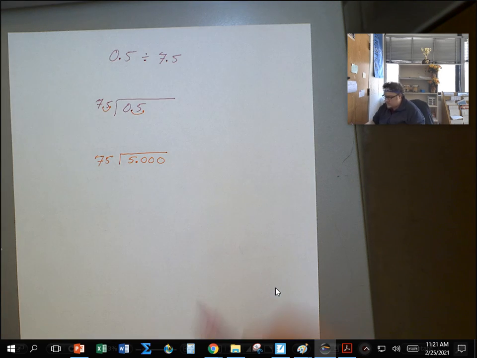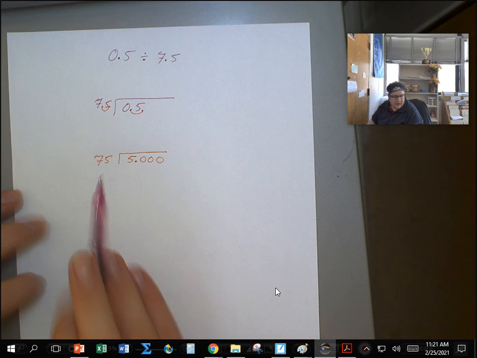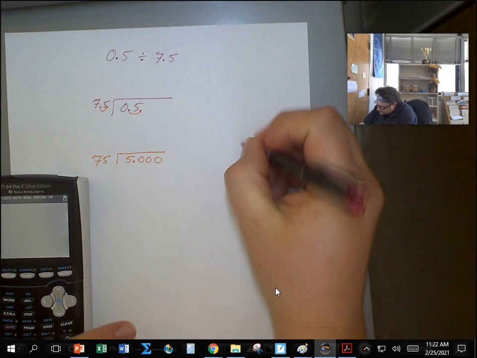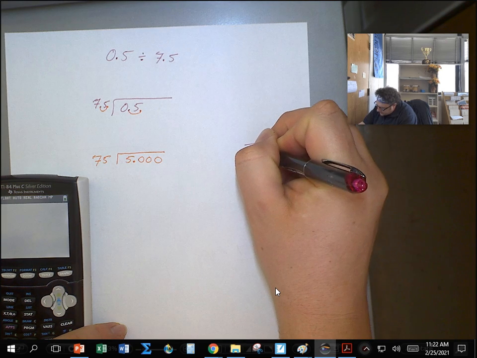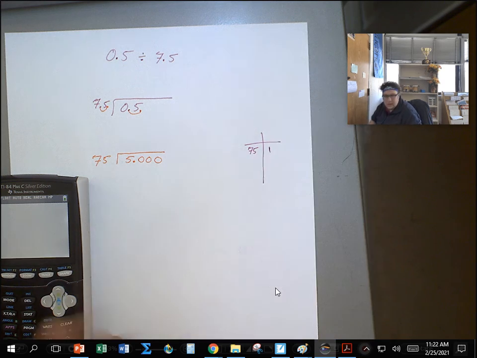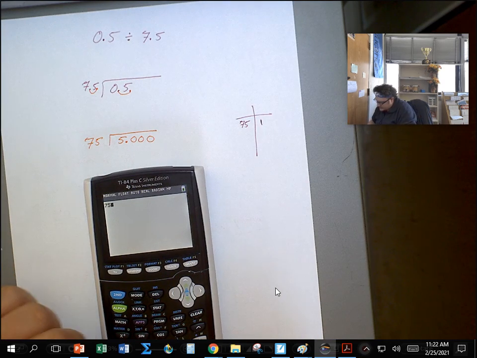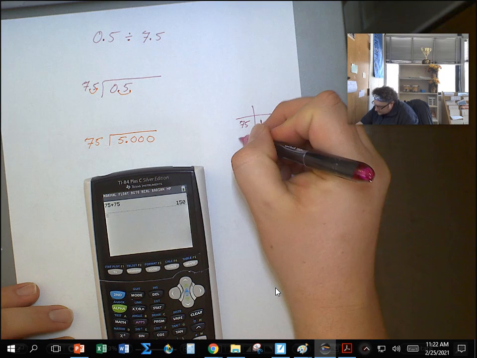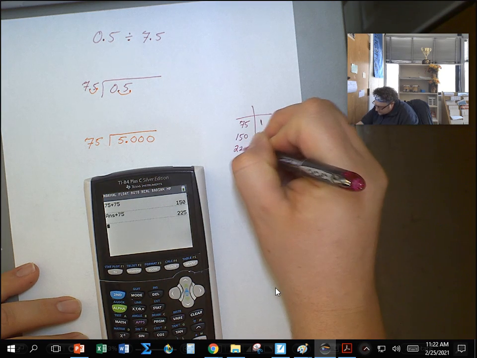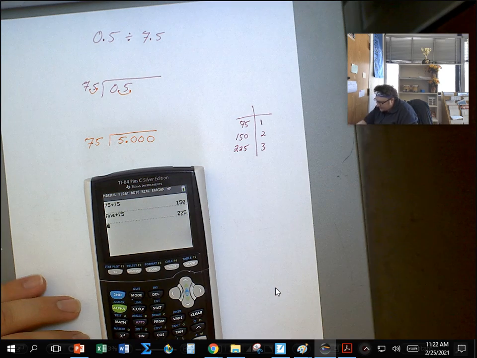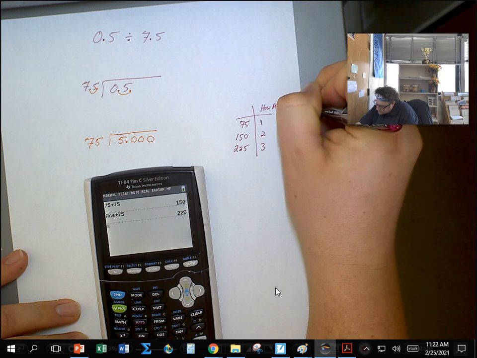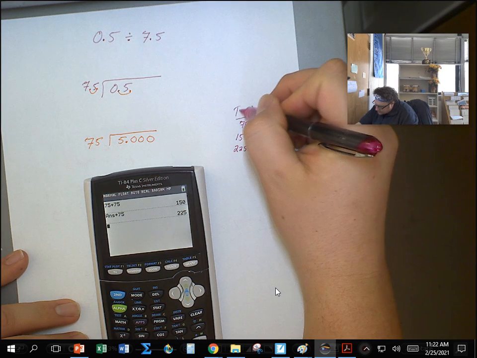Now we're going to perform the division. I like forming a little list with a big divisor like this. I will say 75, and that's one group. And I got my calculator here. We're just going to do 75 plus 75, 150. That's another 75, 225. That's 3 groups of 75. So this is how many groups, and that is the total.